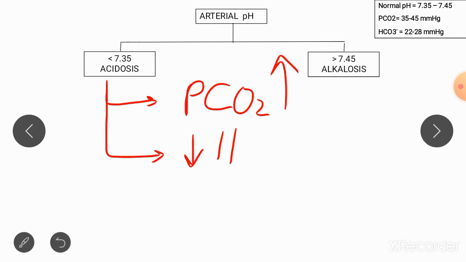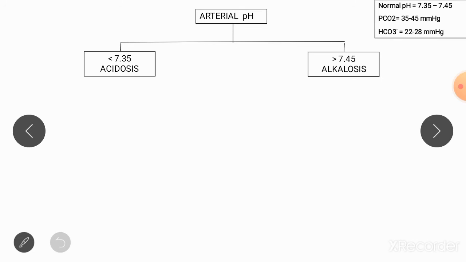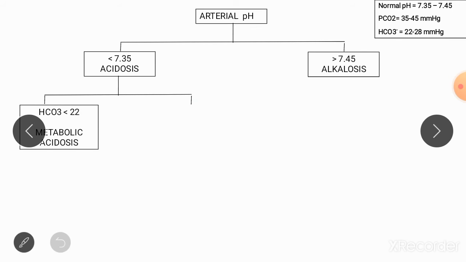So let us see how the flow chart is going to move on with the help of values. First, go for the value of bicarb, and if the value of bicarb is less than 22, immediately label it off as metabolic acidosis. But if you see that the value of bicarb is either normal or even slightly increased, then you must understand that this is not metabolic acidosis. Then close your eyes and immediately write your answer as respiratory acidosis, because there is no third option. Acidosis can be either metabolic acidosis or respiratory acidosis.